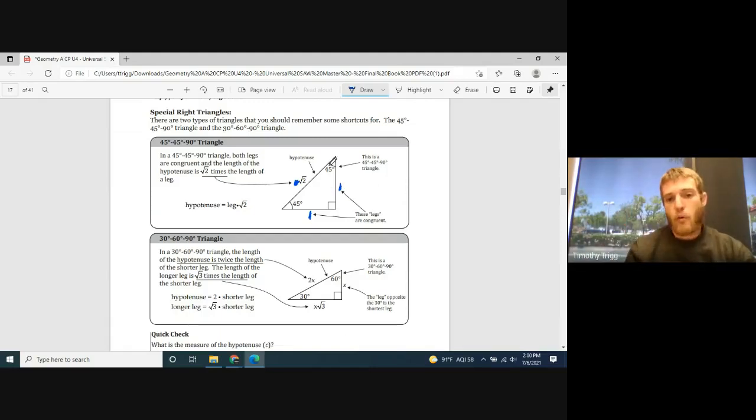Basically, that in a 45, 45, 90 right triangle, the two legs have the same length always. So if this length is 1, then the other leg will also be 1. Also, the hypotenuse is whatever the leg length is times the square root of 2. So if this length were 20, then this length would also be 20, and this length would be 20 times the square root of 2.